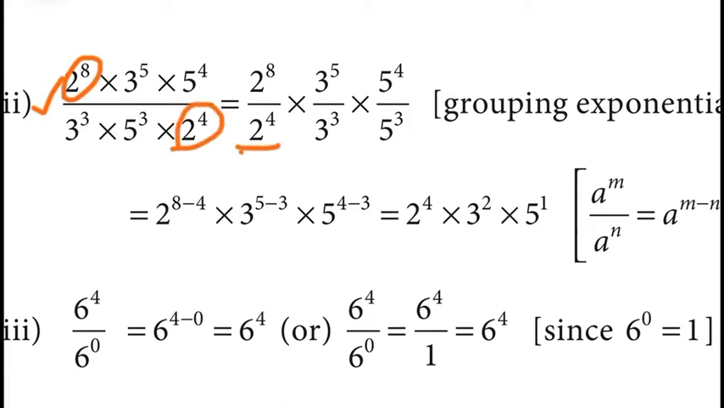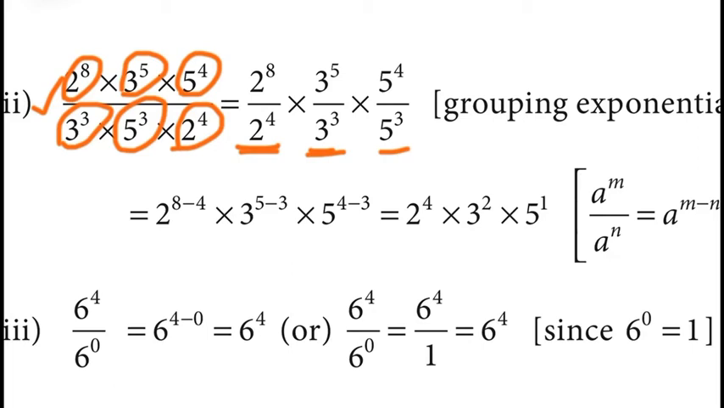So I have written them together. Similarly, I have 3 power 5 in the numerator and 3 cube in the denominator. So here I write 3 power 5 by 3 cube. Now 5 power 4 divided by 5 cube. So 5 power 4 by 5 cube. Now the base is same, so we can subtract the powers.